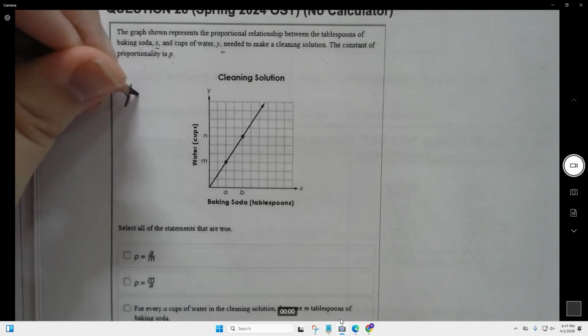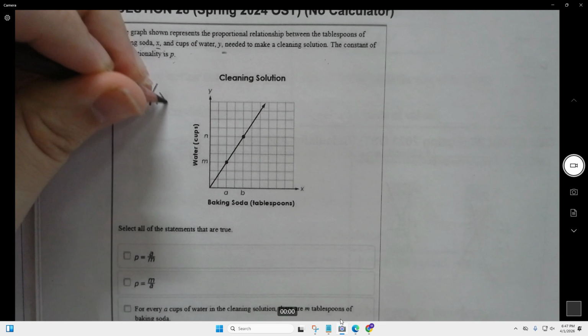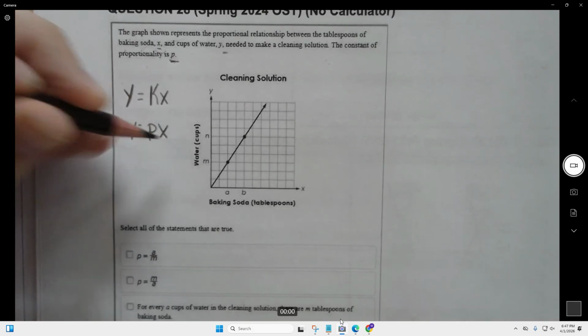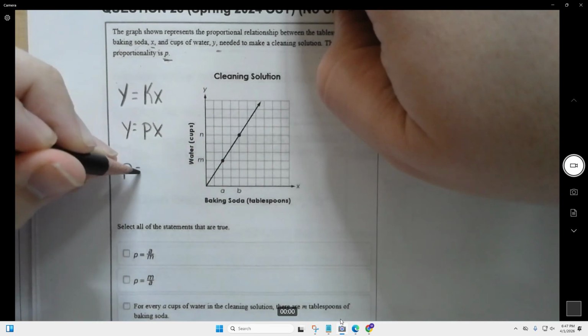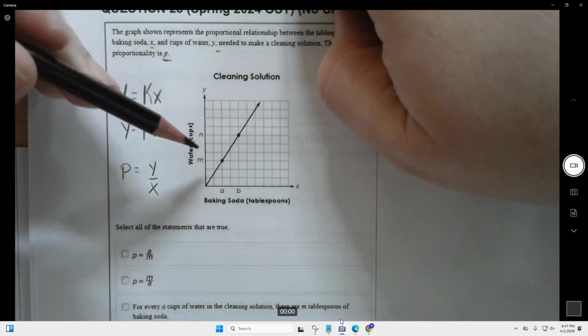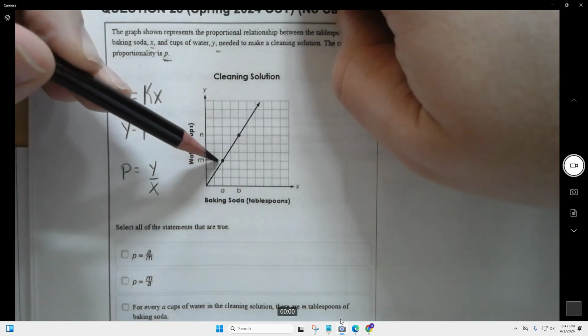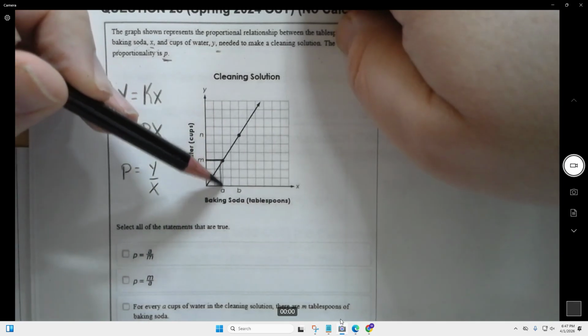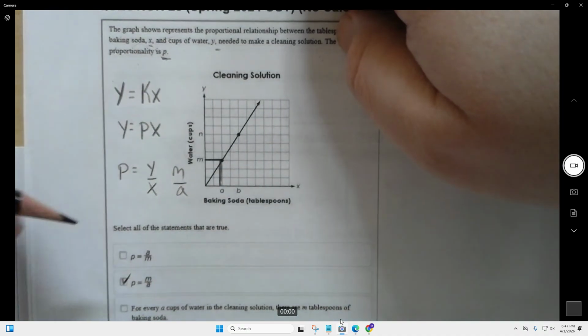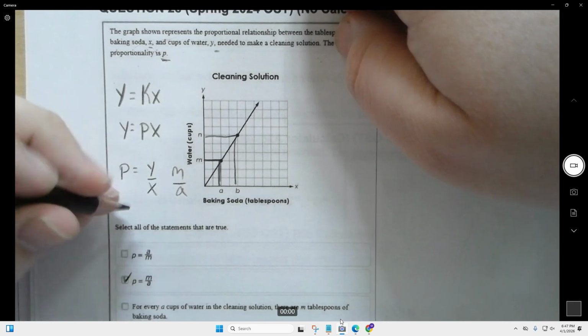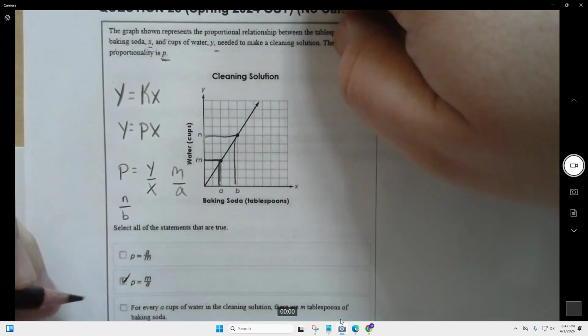Okay, so we know that for a proportional relationship to work, we have to have Y equals K times X. In this case, our constant of proportionality is P, so Y equals P times X, okay? Or this needs to be a situation where the P is equal to Y over X. So, here we have a Y of M on an X of A. So M over A would give us P. Bam. Here we have N over B. So N over B would be a constant of proportionality.